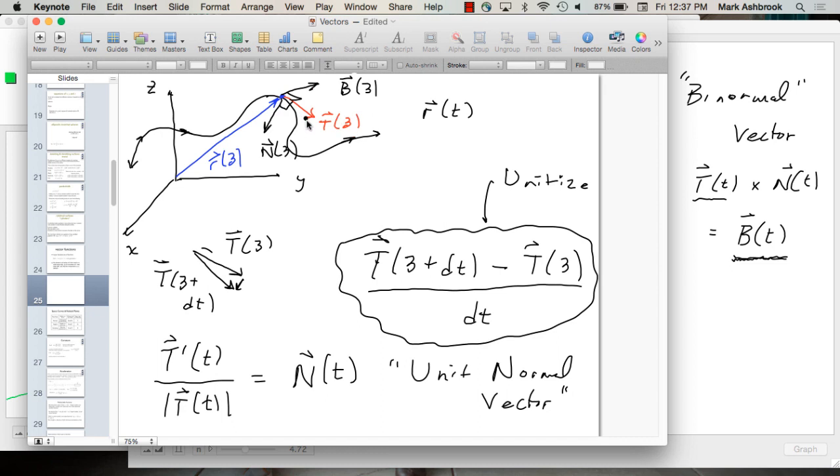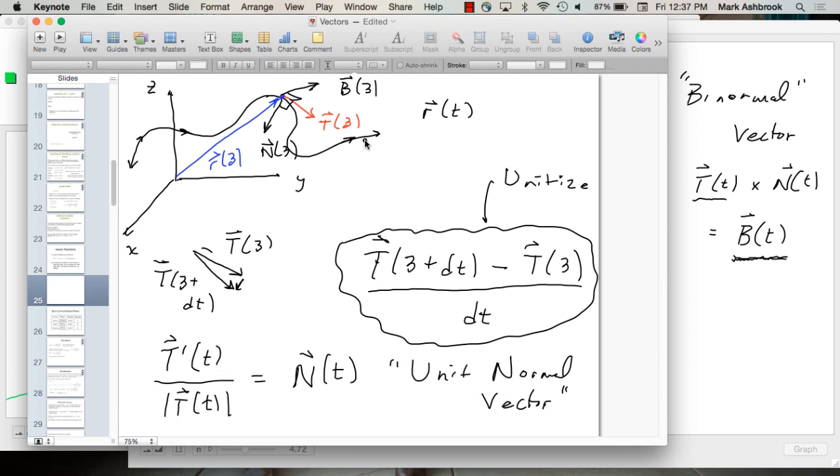So if we're a point, okay? So here we are, we're a point. What does T mean for you? The direction you're going. Okay? What does N mean for you? The direction you're turning, right? What does B mean for you? Who knows, right?